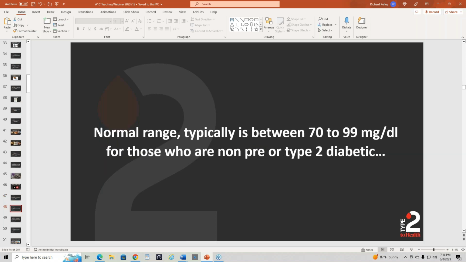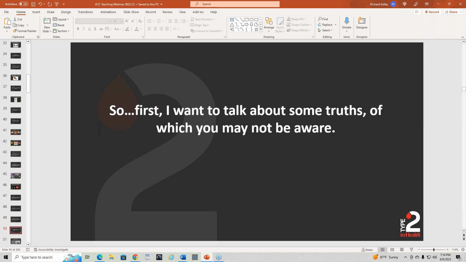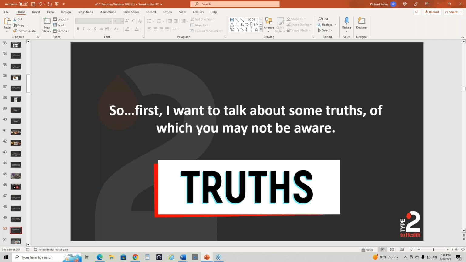Normal range typically is between 70 to 99 milligrams per deciliter for those who are non-pre or type 2 diabetic. But for some of you, if you've already been diagnosed with pre or type 2 diabetes, your blood glucose may be consistently higher than the normal range, or you wouldn't be here. So first I want to talk about some of the truths of which you may not be aware.